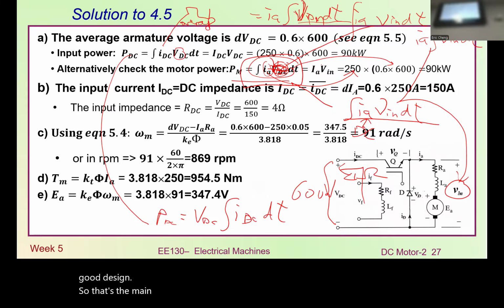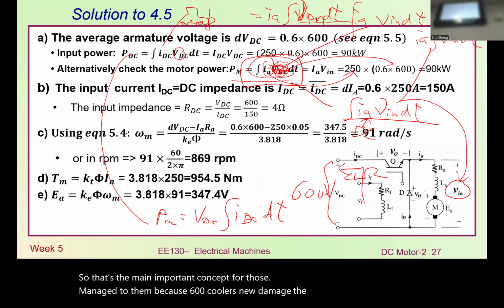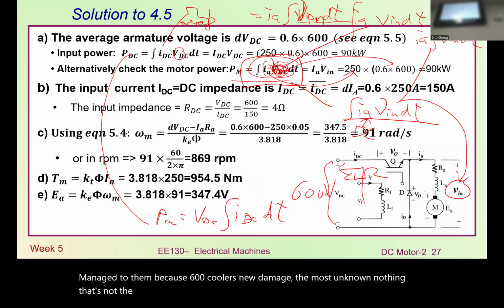Although many students may ask, oh, 600 is too large, you damage the motor. No, that's not the case. As long as the battery voltage is reasonable for the motor, that will be good. Okay. Any question up to this point?